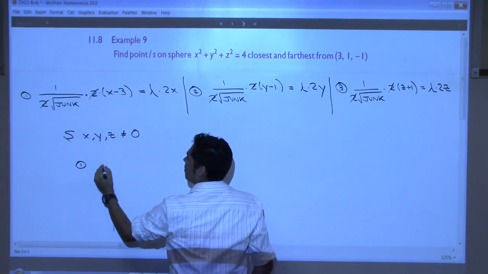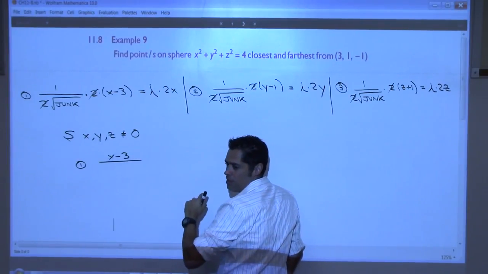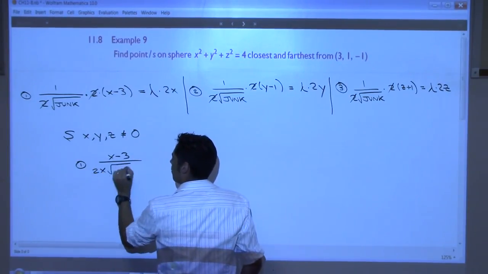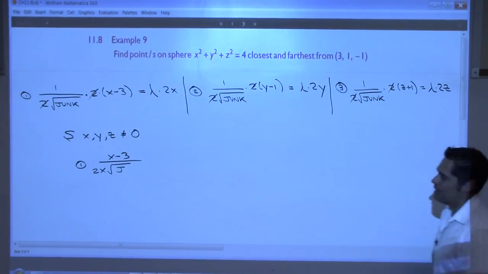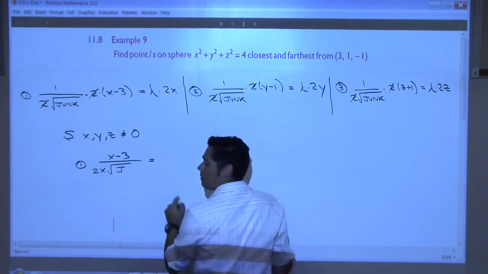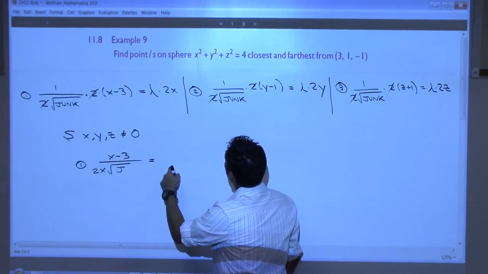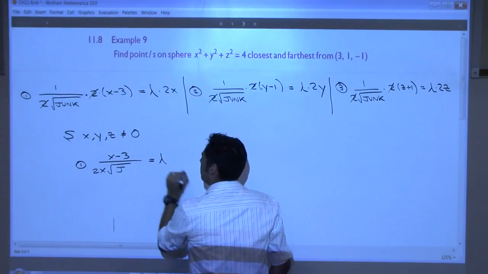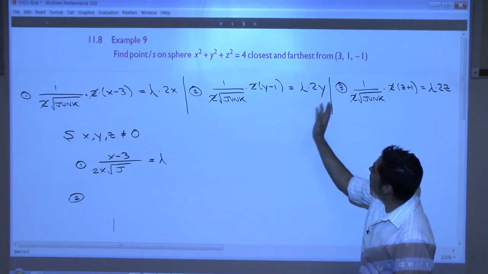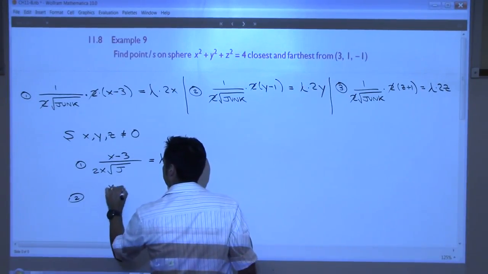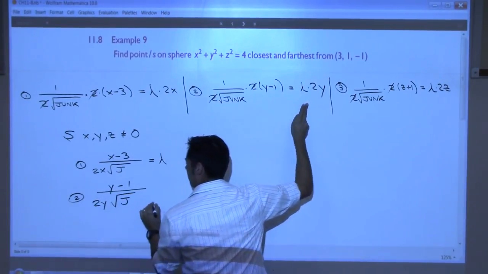x minus 3 on the left side over 2x times the square root of the junk, right? So I'm going to put 2x root. I'm even going to get shorter. I'm just going to write root j instead of root junk, okay? That's lambda, isn't it? That's lambda. I'm not going to write lambda. What I'm going to write instead is, well, I'll write lambda, okay, fine. Let's go second equation. What does the second equation become? Same thing, divide through. You get y minus 1 over what? 2y root j is lambda.